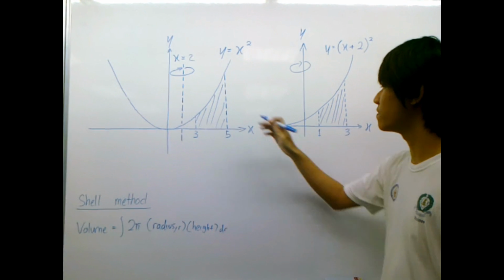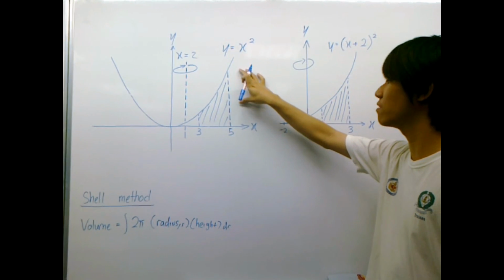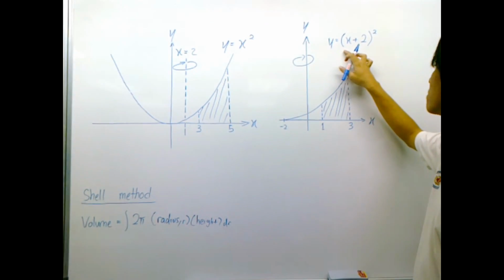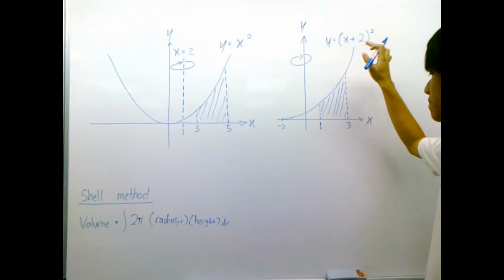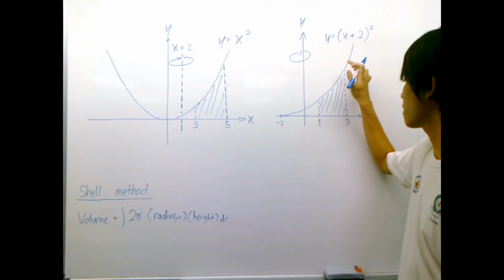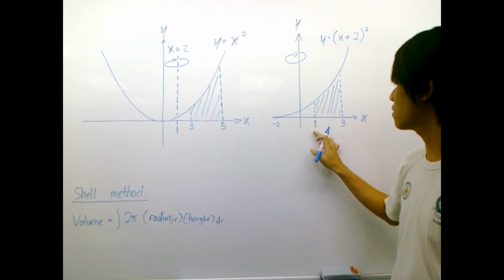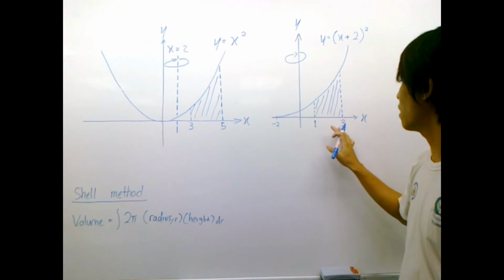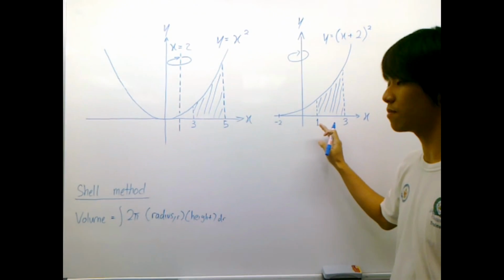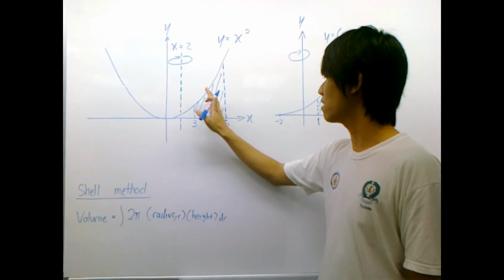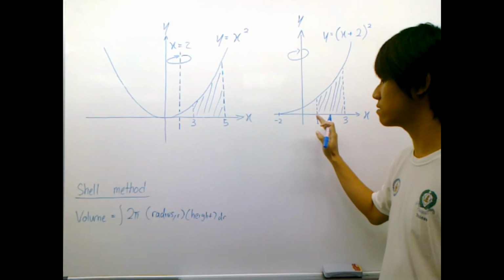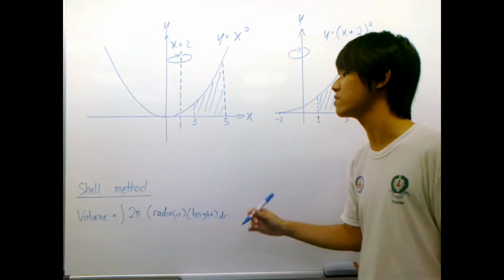In this graph, I have moved this entire curve to the left by 2 units, thus making the equation y equals (x plus 2) squared. And if I revolve this area bounded by the curve and the x-axis, at x equals 1 and x equals 3, around the y-axis, the volume of revolution that I would get would be exactly the same as if I revolve this area around the vertical line x equals 2. So to solve this question, we can just apply the formula as we did with the previous questions.